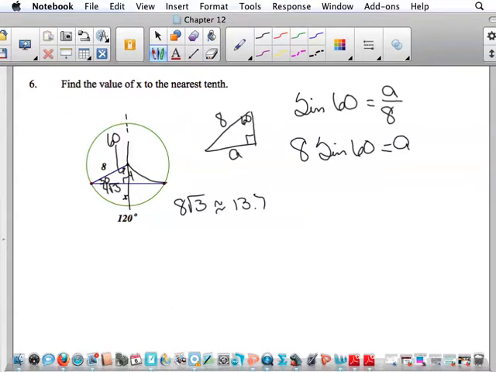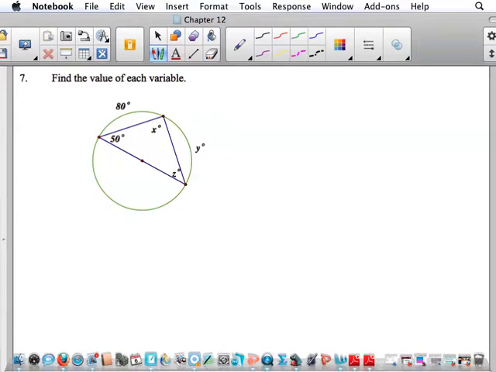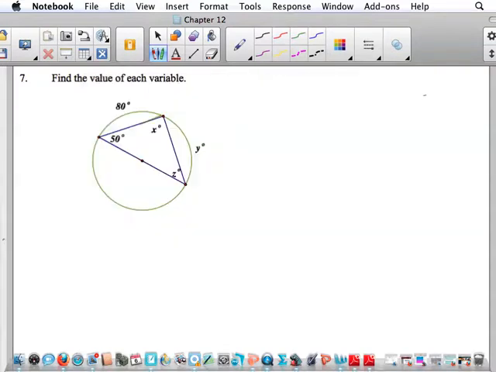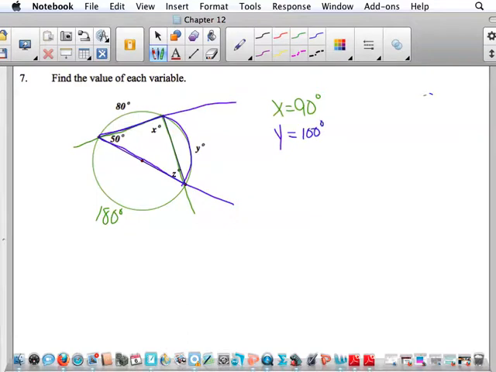Both will be acceptable. Number 7, find the value of each variable. You can just take a minute and extend some of these lines. X has its end points on the diameter of a circle, therefore this arc measure is 180 degrees. X is an inscribed angle, therefore X is 90 degrees. Take a look at Y. Extend those segments so that you're looking at the arc Y corresponds to that inscribed angle, which is 50. Therefore, Y is double that, so it is 100.